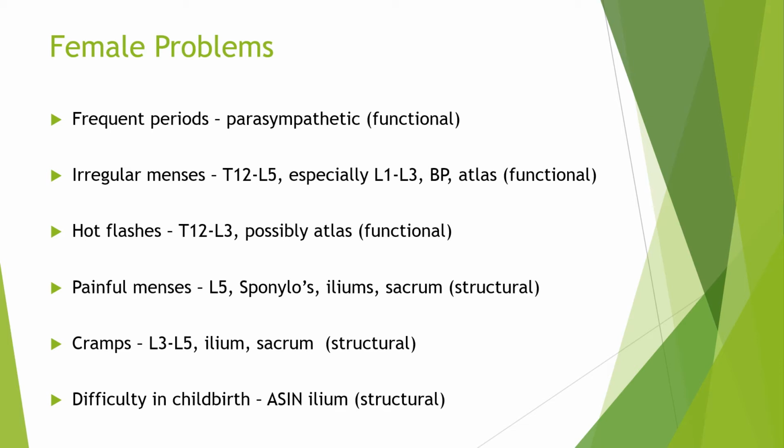Painful menses is a structural problem. It has to do with the lowest lumbar, spondylos, ilium subluxations, and sacrum subluxations. Cramps, again, another structural issue, focusing on the lower lumbar spine, the ilium, and the sacrum. And difficult childbirth, the actual delivery process: the AS ilium is a very tough subluxation during delivery. We need to make sure that the pelvis is subluxation free, because this structural misalignment puts a lot of strain on the ligaments and does not allow the pelvis to open up the birth canal during delivery and can create complications.